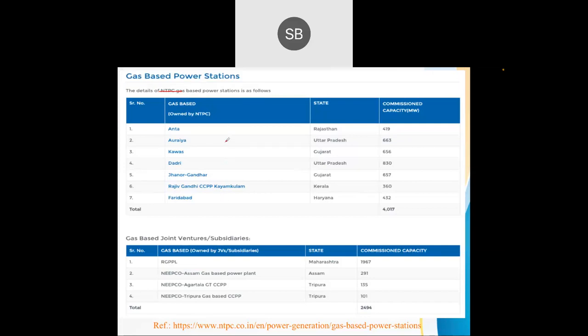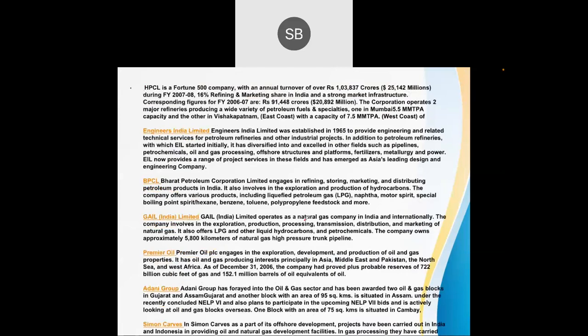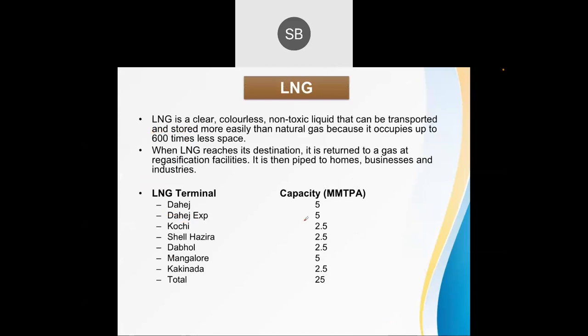You will see this particular one. That is regarding the gas power plants. These are the gas based power plants running under the NTPC, National Thermal Power Corporation. You will see Anta, Auraiya, Kawas, Dadri, Jhanor Gandhar, Rajiv Gandhi CCPP, and Faridabad, which have gas turbine based power stations, and their capacity is given here.